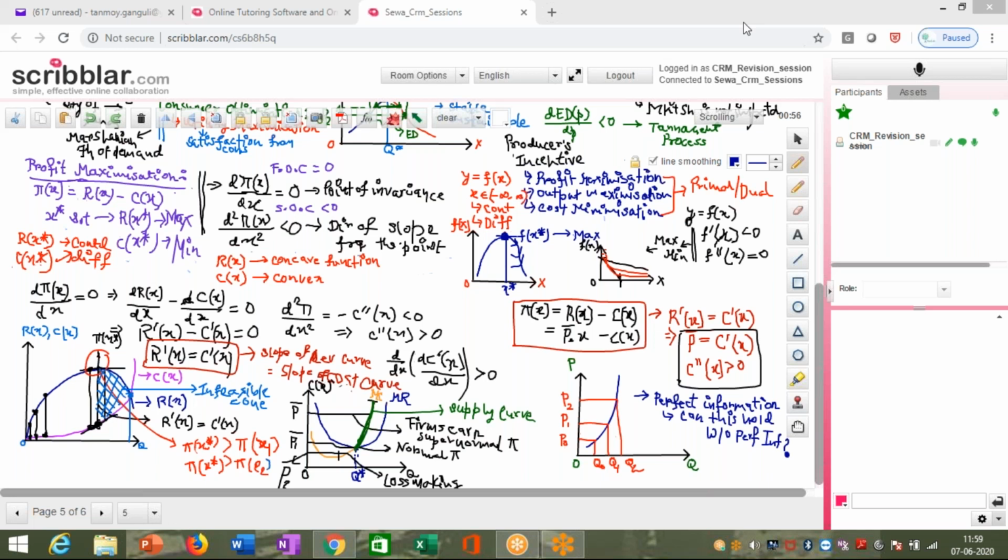Is this part clear? Any other questions?